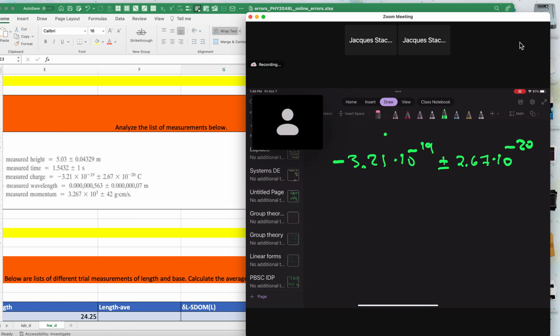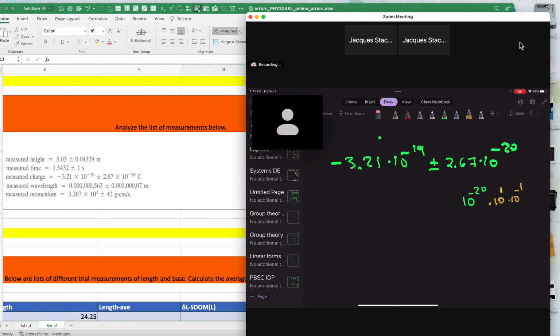So I'm going to convert the 10 to the minus 20 into 10 to the minus 19. The way I'll do that is, if I have 10 to the minus 20, and I want to convert that to a 10 to the negative 19, I'm just going to raise it by 1. So multiply by 10 to the 1. But to keep everything balanced, I'm also going to multiply by 10 to the minus 1. And let me also go ahead and drop the number in front here.